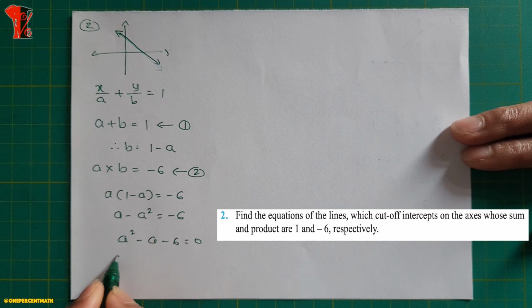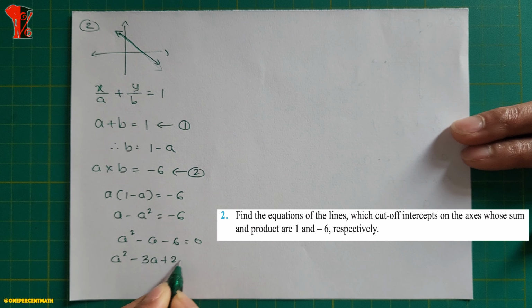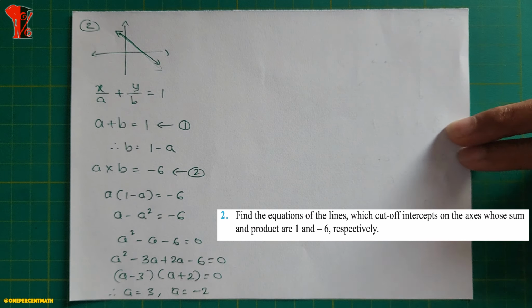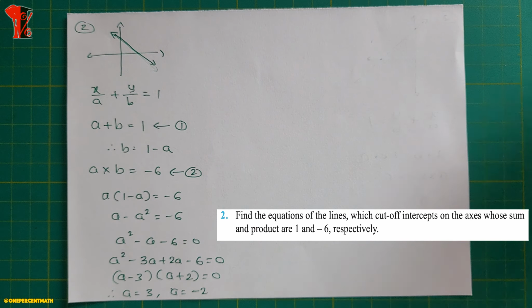So we can split this as a square minus 3a plus 2a minus 6 equal to 0. Solving it further, we get (a minus 3) into (a plus 2) is equal to 0. Therefore I will get two answers: a is equal to 3 and a is equal to minus 2. We will be taking these two as two different cases.